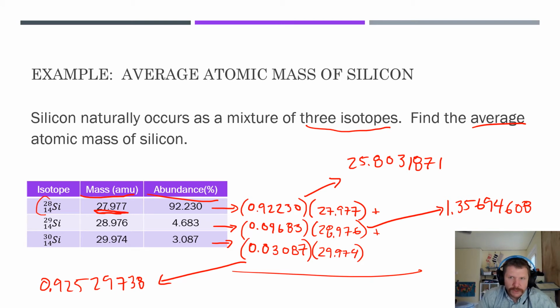I've got 25.8031871 plus 1.3569468 plus 0.9252973 equals.